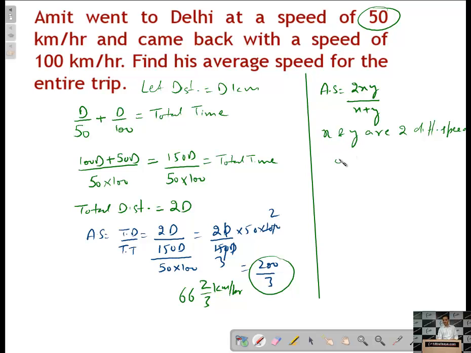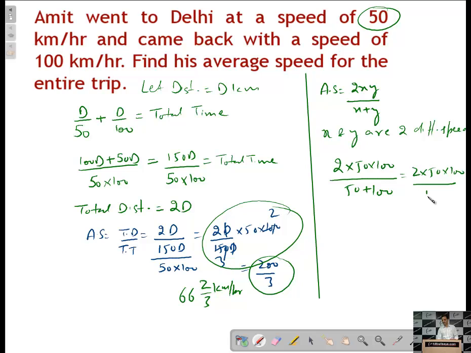So if you put here 2 into 50 into 100 upon 50 plus 100, it will be the same thing which we have already done here. So again the answer will be 2 into 50 into 100 divided by 150, which is 200 by 3, again equal to 66 2 by 3 kilometer per hour. So you can apply this formula when speeds are different and the distance is same. Now we will move to the next slide.